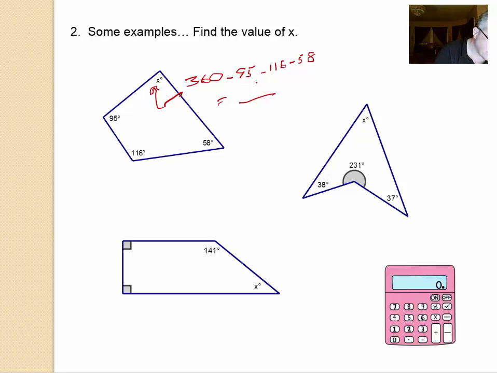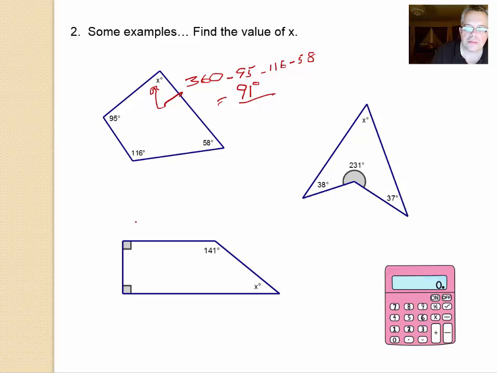So let's do that. 360 minus 95 minus 116 minus 58. That last angle's got to be 91 degrees. So our answer to the first one is 91 degrees.